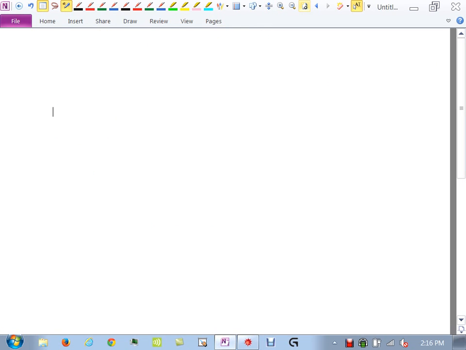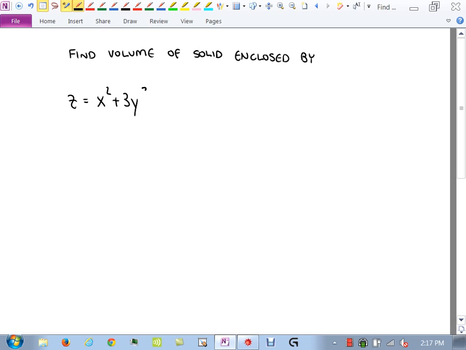So it says, find the volume of the solid enclosed by z equals x squared plus 3y squared. And they also do say that that's a paraboloid. Okay, they tell you that's a paraboloid. And x equals 0, y equals 1, y equals x, and z equals 0.